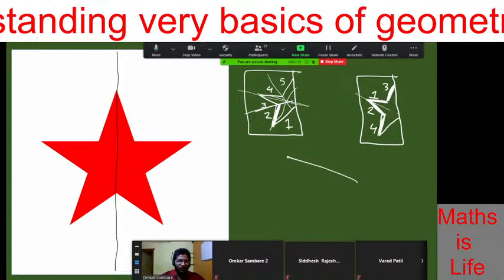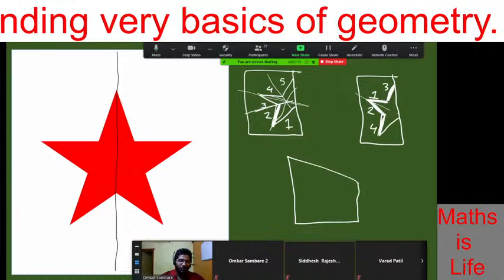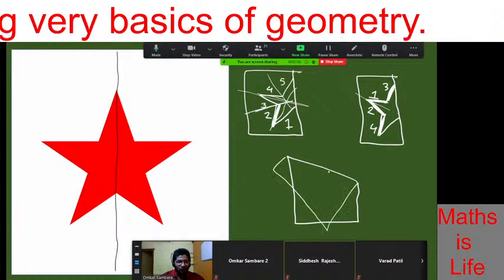So after folding this paper, this shape, the paper should look like this, and the shapes will be like this. Because this line 3 and line 1 will get overlapped on line 2 and line 4, so only line 2, 4 and 5 will be visible. So we have now only 3 lines.